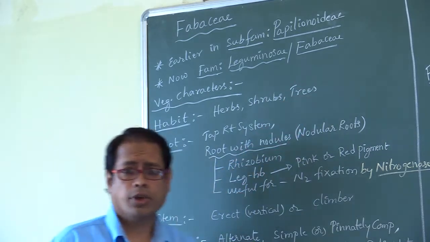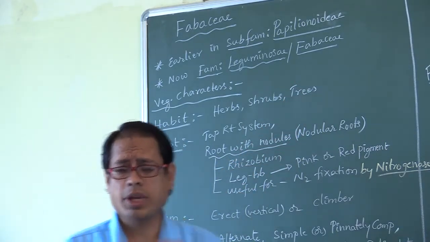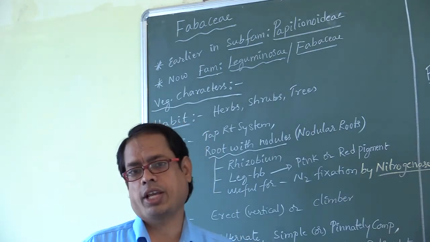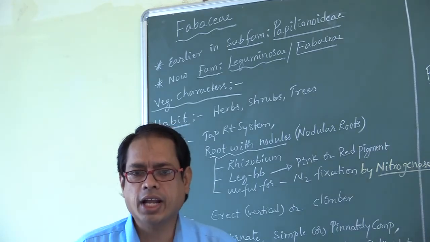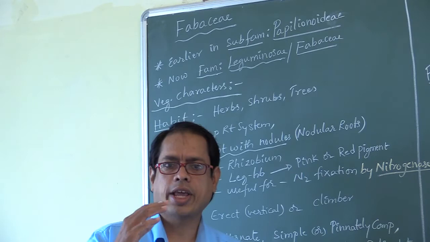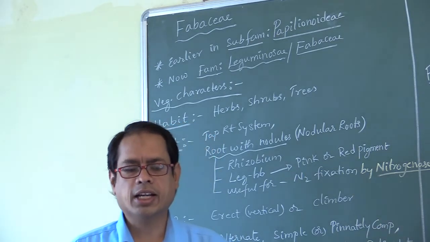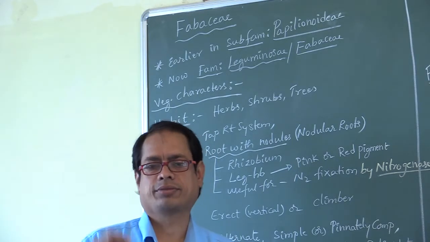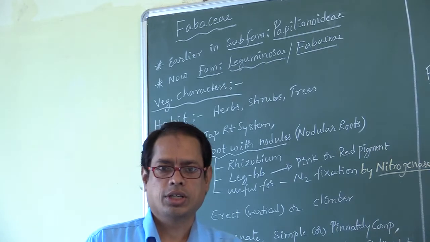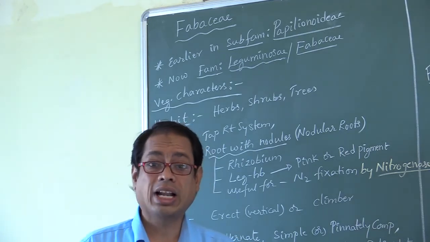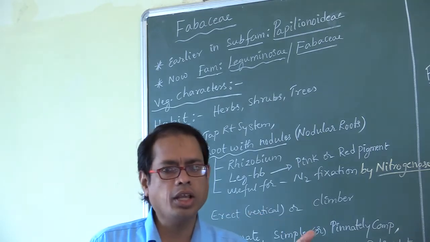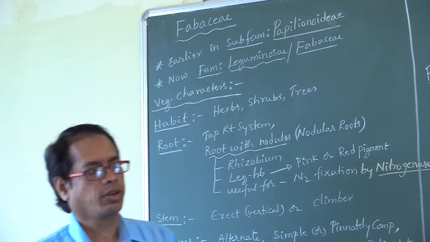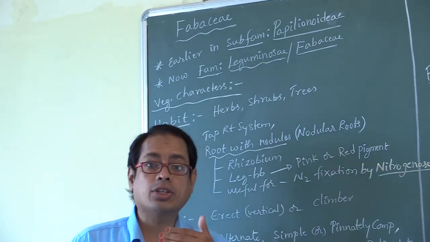If we want to study a family, we have to study both vegetative characters and floral characters. Vegetative characters means root, stem, leaf. Floral characters means inflorescence, flower, fruit, seed. And then we have to study the floral formula and floral diagram. By knowing the diagram only, we are able to write the floral formula.